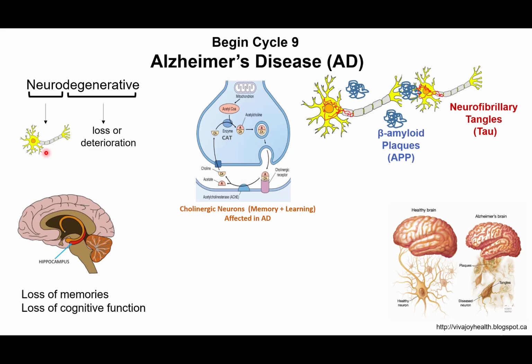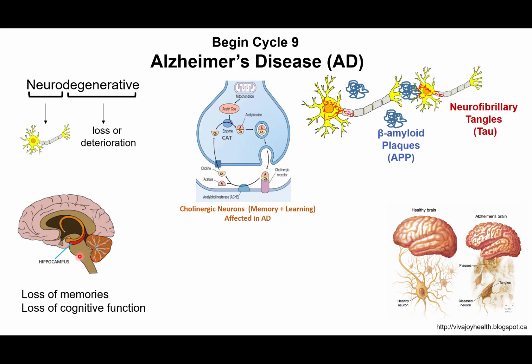Alzheimer's disease is the #1 cause of dementia. So dementia doesn't mean that you have Alzheimer's. Alzheimer's has very specific pathological hallmarks, which we'll see, and so if you have those in your brain, then you have Alzheimer's. But you can have dementia without having Alzheimer's.